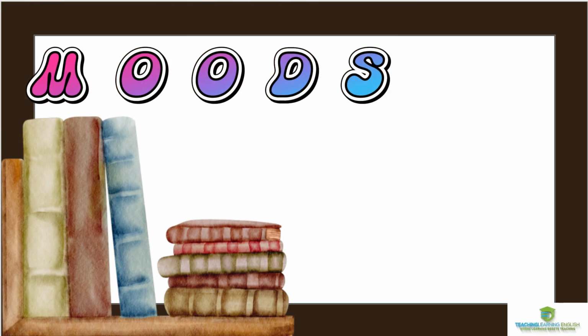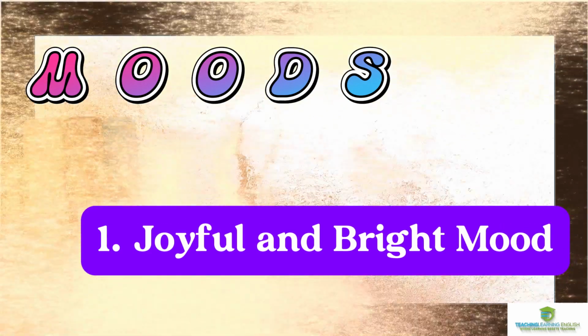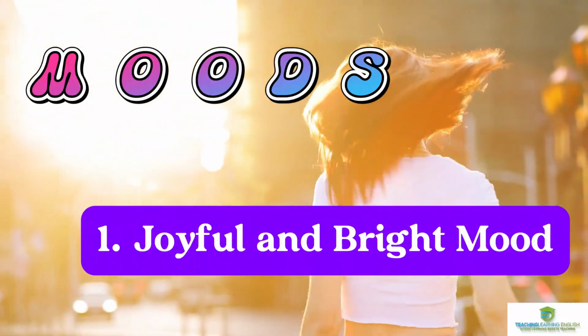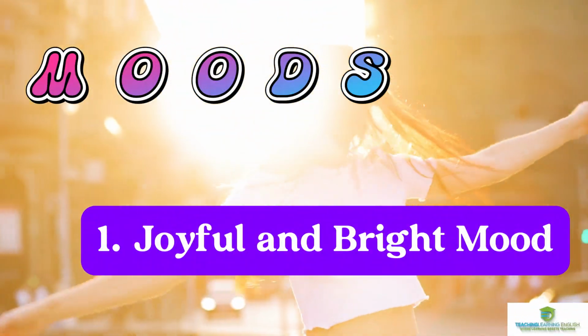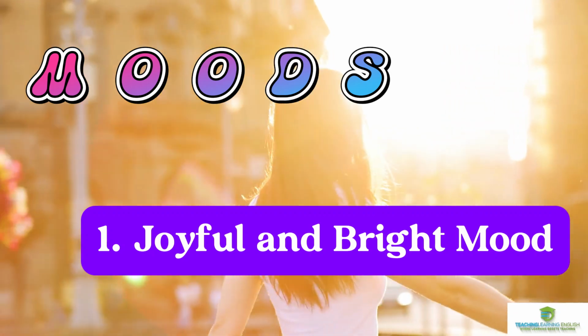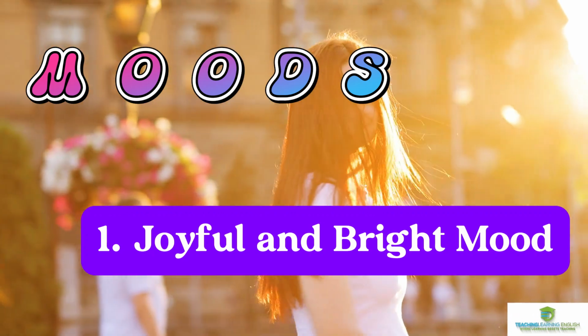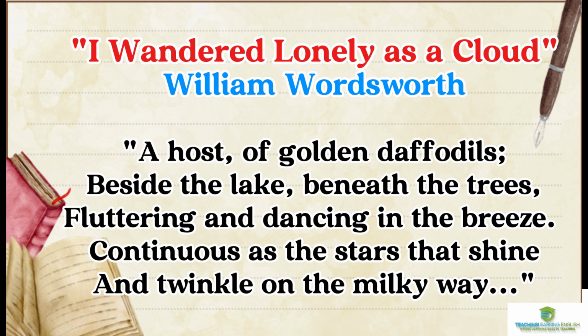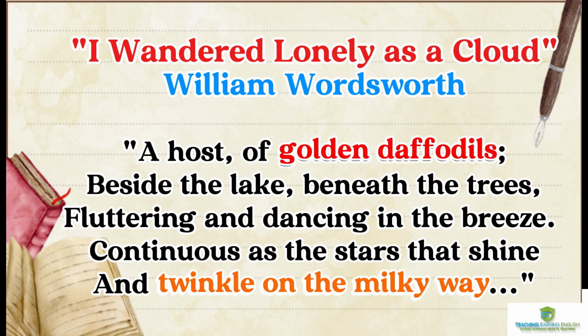The first mood, we have joyful and bright mood. Try to look at the example and read the example written by William Wordsworth. Wordsworth uses visual imagery like golden daffodils and twinkle on the Milky Way, creating a bright and lively mood. The verbs fluttering and dancing give the scene movement and joy.